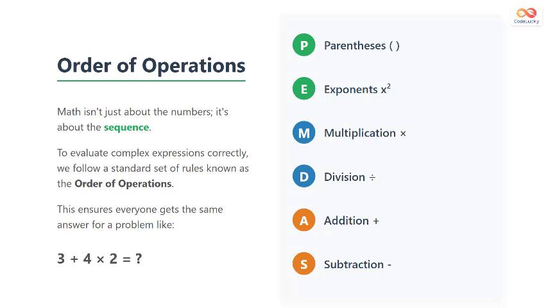Mathematics is a language that requires precision. To ensure that everyone gets the same answer for a problem like 3 plus 4 times 2, we follow a specific sequence of rules. This is called the order of operations.